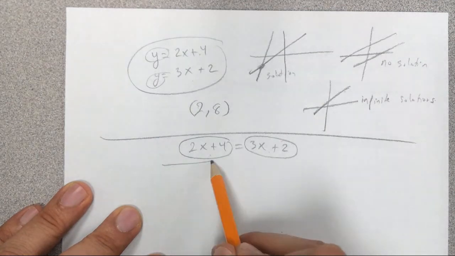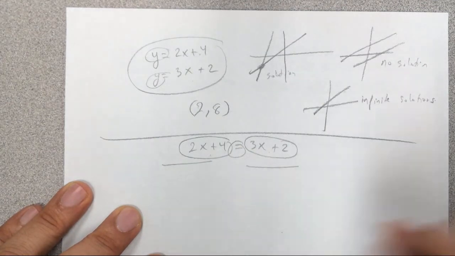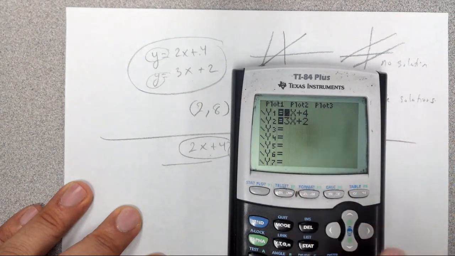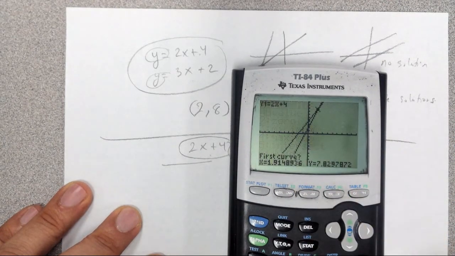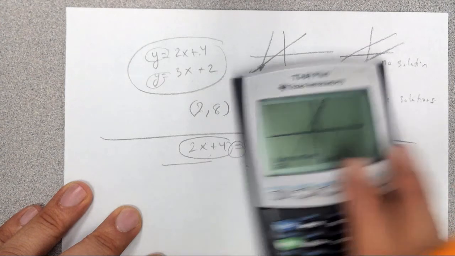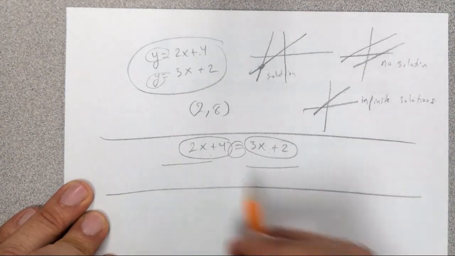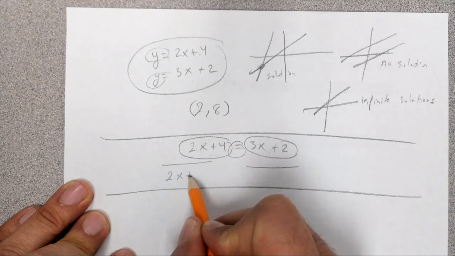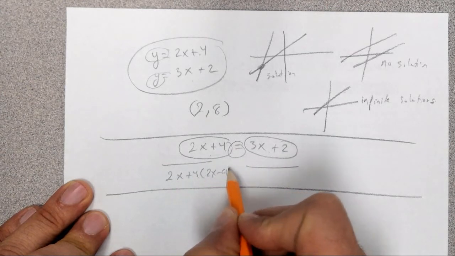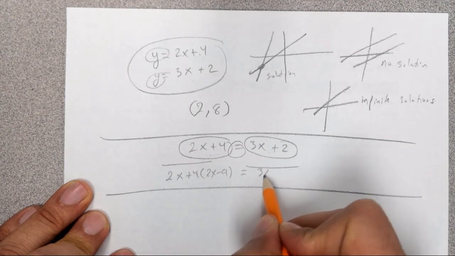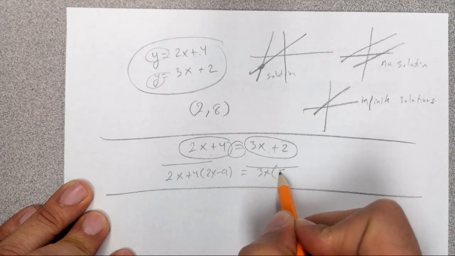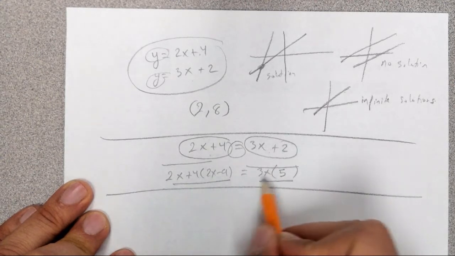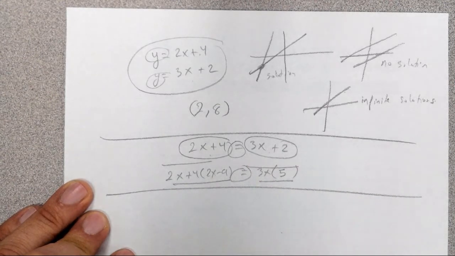So, instead of being on top of each other, they'll put them side by side. If you ever see an expression on this side, an equal sign, an expression on this side, all you got to do is go to y equal to, put the first one here, put the second one here, second trace 5, enter, enter, enter. Alright, another trick they do is make it look a little bit different. Same thing. As long as there's an expression here, an equal sign, it's usually going to be a system.